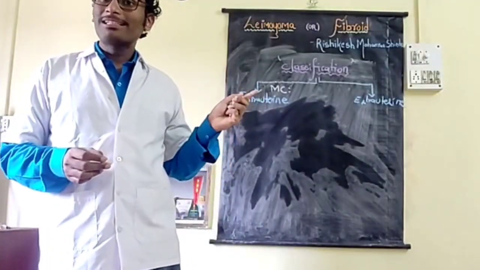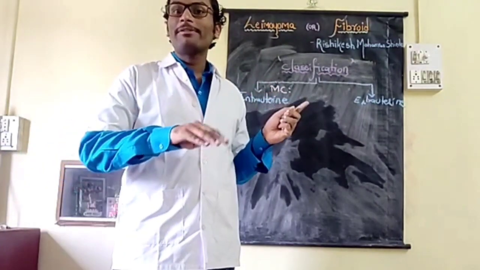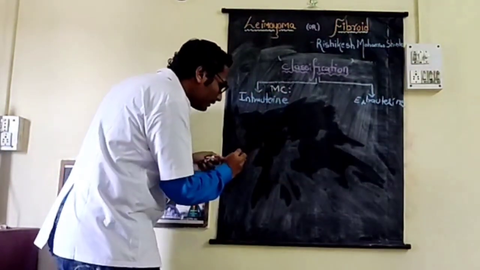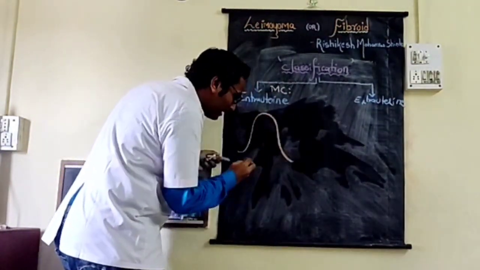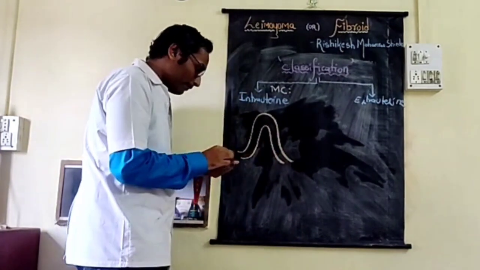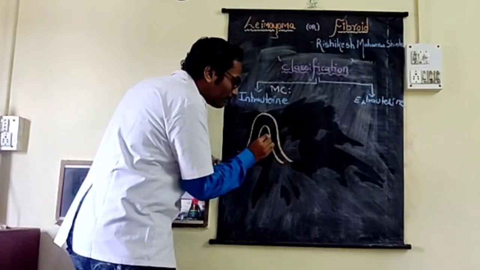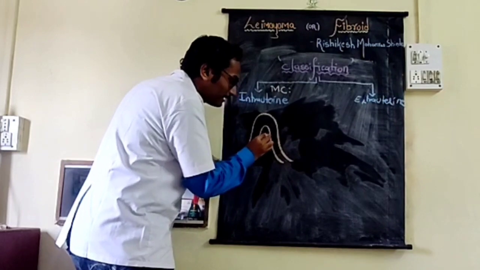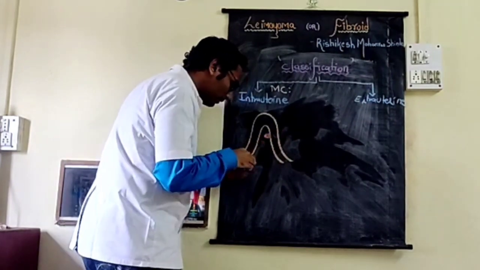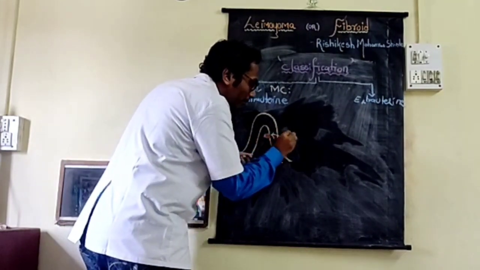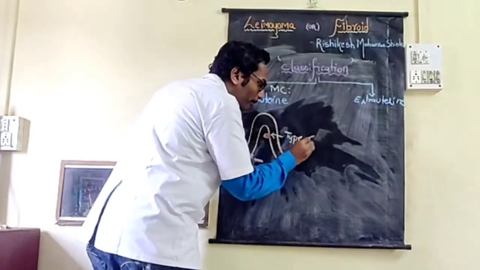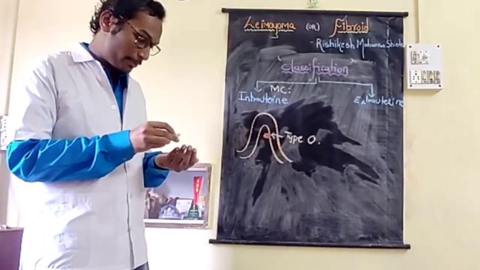Now this submucous fibroid again has certain types. So we will draw that. This is our uterine cavity. This is our myometrium. This was our normal submucous fibroid. So this is called type 0 submucous fibroid. It is type 0, a normal submucous fibroid.